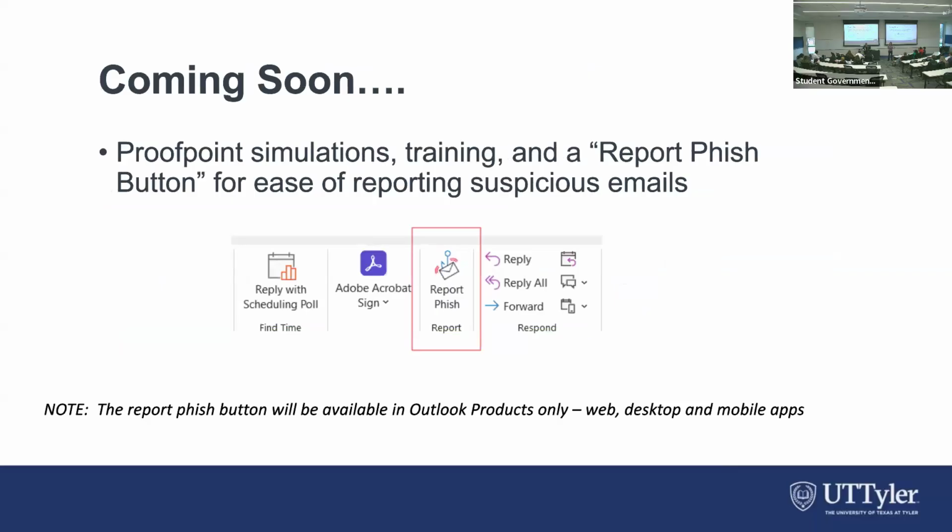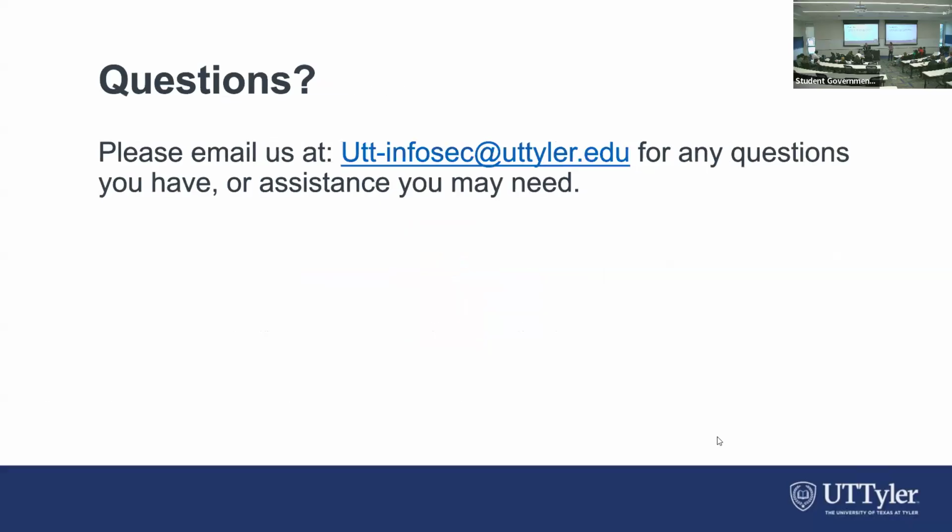And then in the near future, we're going to be adding some other things, such as a new report phish button. Now it's a little clunky sometimes in Microsoft to report a phish. There's a couple of different drop downs you have to go through. And also it looks different on webmail versus desktop mail versus mobile mail, and this will make it all sync where it all looks the same. Go ahead. And that's pretty much it.